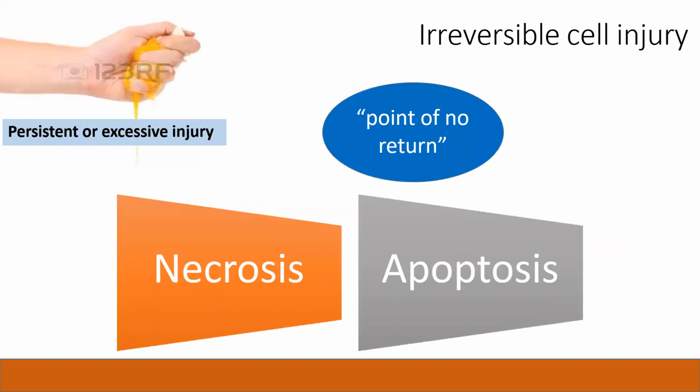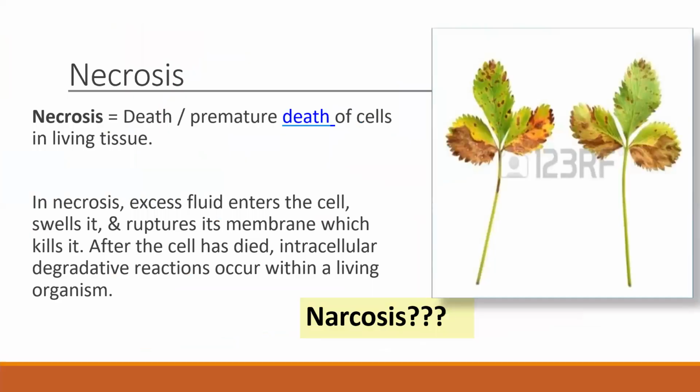So these irreversible cell injuries are the persistence of excessive injury, and the result is necrosis or apoptosis. Necrosis means the dead cell. You can see this example. The brown colored part of the leaf is the dead part, or necrosis part.